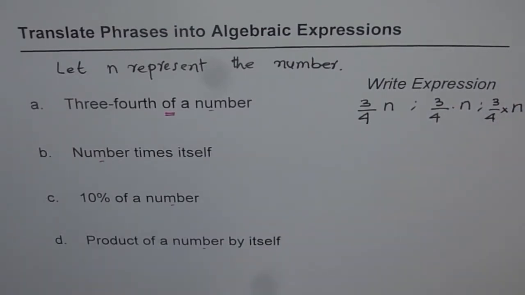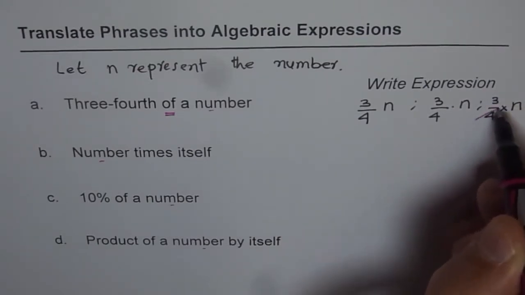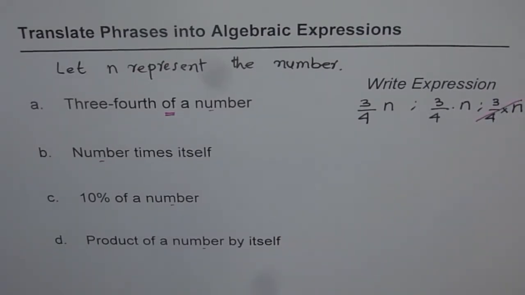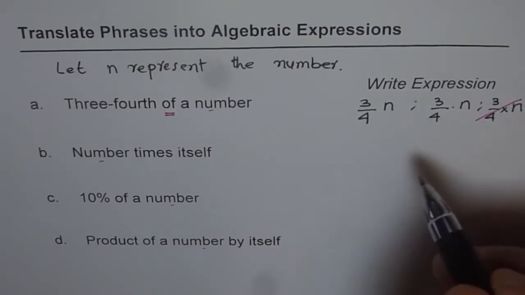But I like you to avoid this, okay? Don't use this, because at times the variable could be x and then you get confused. So these two are good enough.